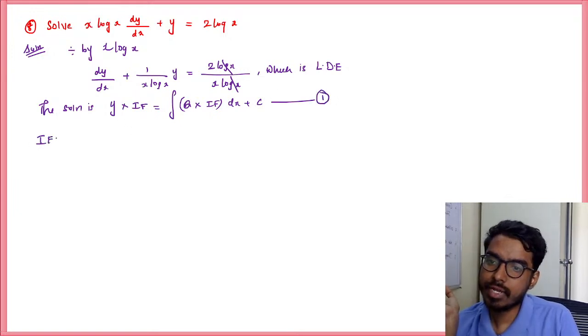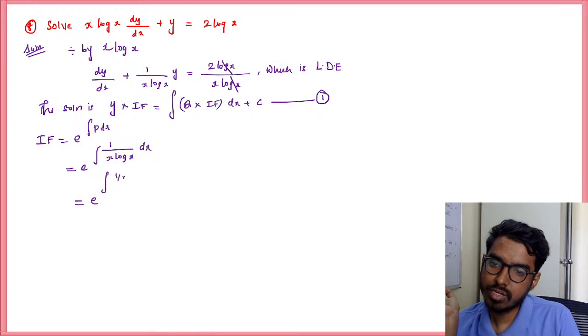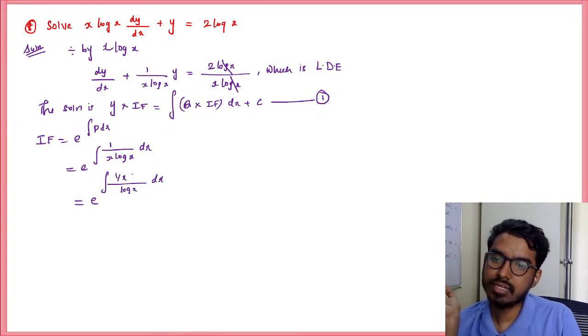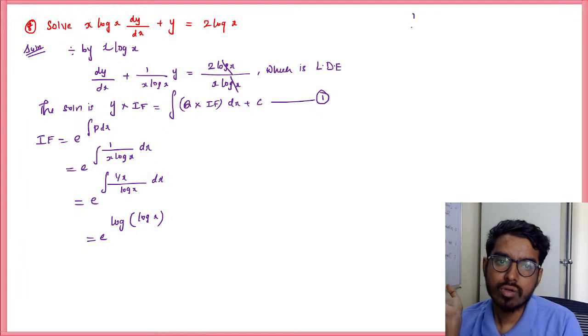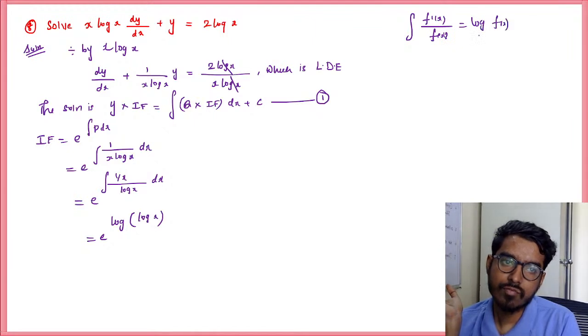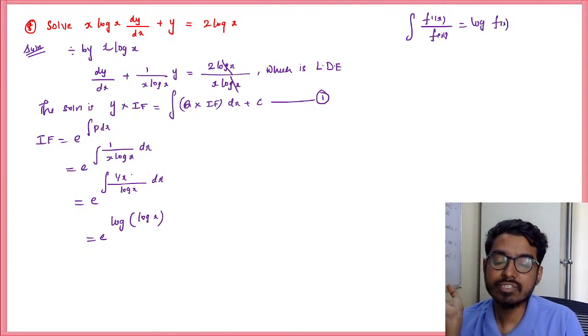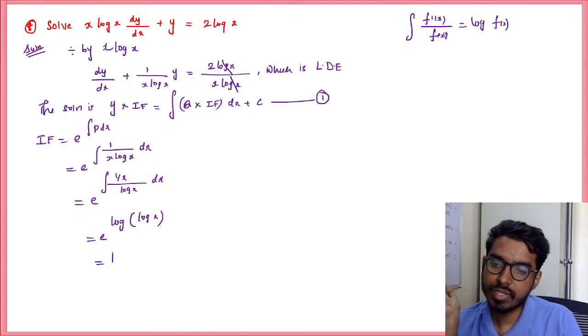Now we'll find the integrating factor, e power integration of P dx, where P is 1 by x log x. This can be written as the integration of 1 by x divided by log x dx, that is f dash of x by f of x. We know the integration of f dash of x by f of x is log of f of x. Here f of x is log x, and the derivative of log x is 1 by x. So e power log f of x is f of x. So log x is your integrating factor.